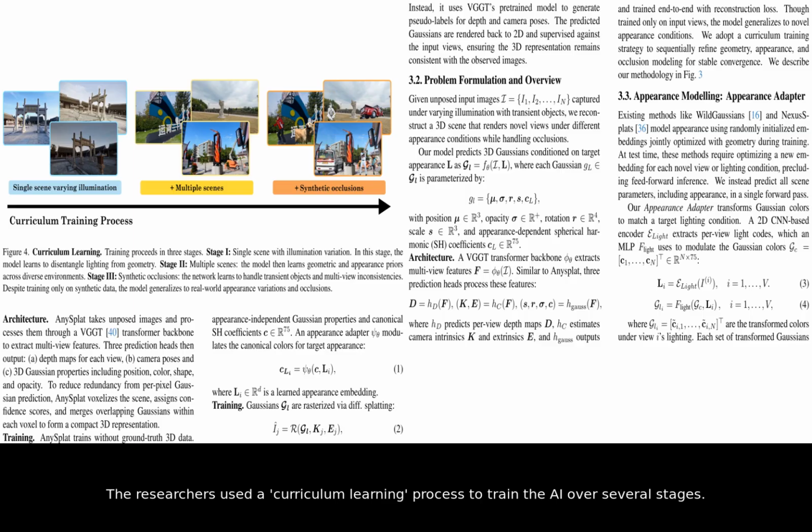The researchers used a curriculum learning process to train the AI over several stages. First, it learned on simple scenes with lighting variations, then gradually moved to complex real-world data.